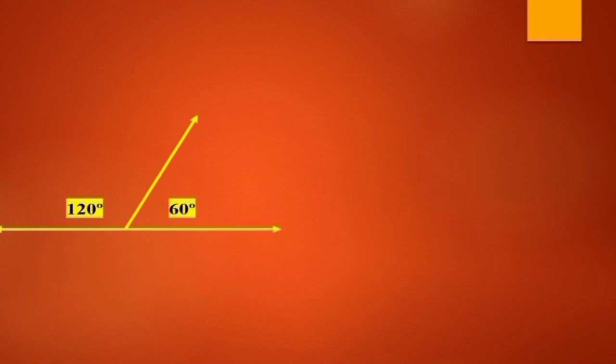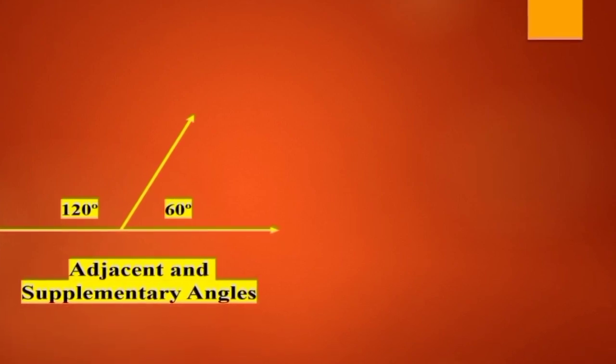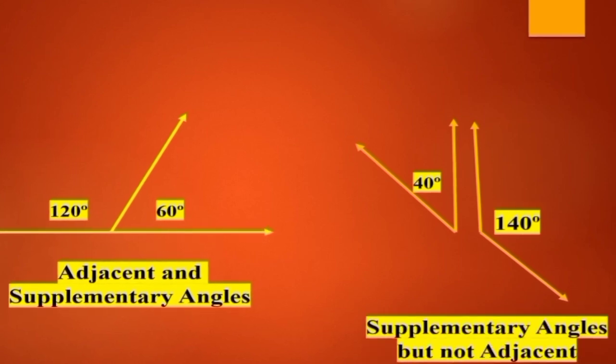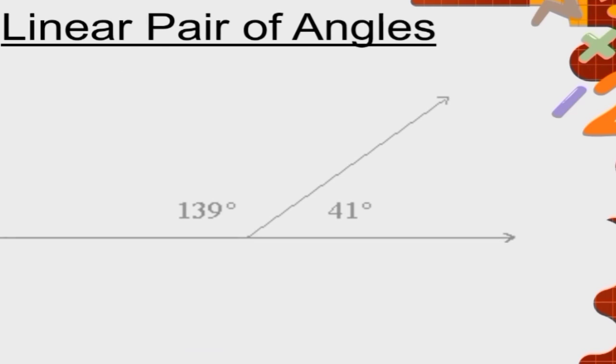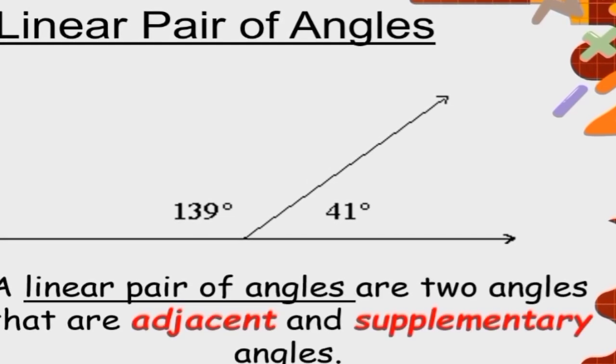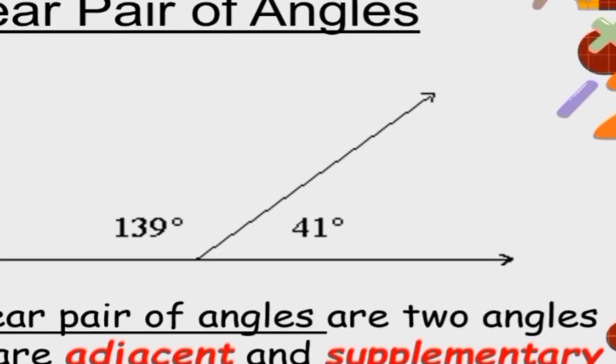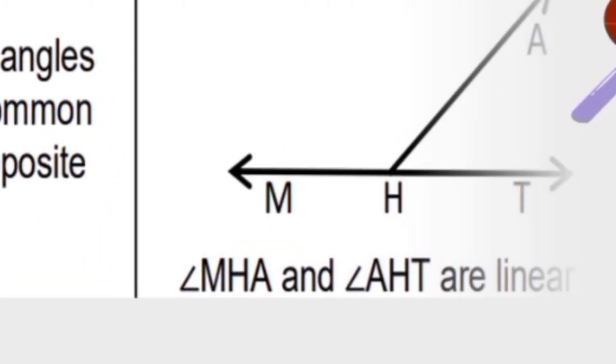Next, we have 120 degrees and 60 degrees angle. These angles are adjacent and supplementary because the sum is 180, while the other two angles are supplementary but not adjacent. Linear pair of angles. A linear pair of angles are two angles that are adjacent and supplementary. A linear pair is two adjacent angles whose non-common sides form opposite rays.